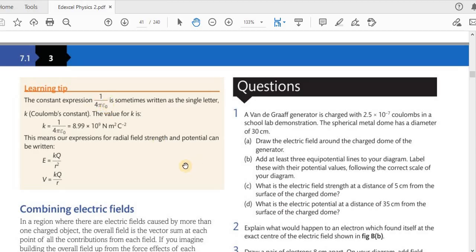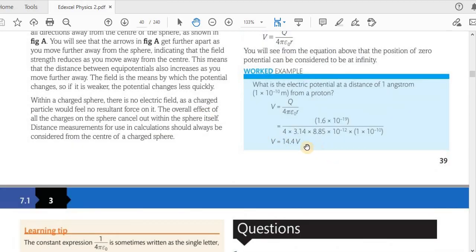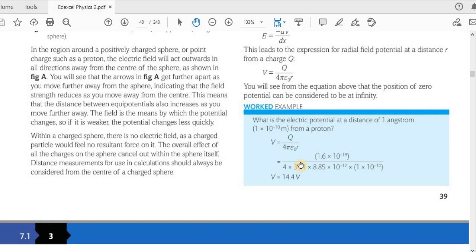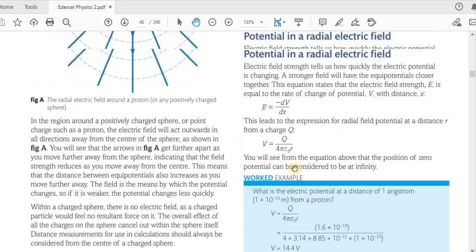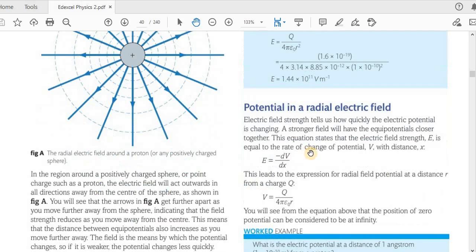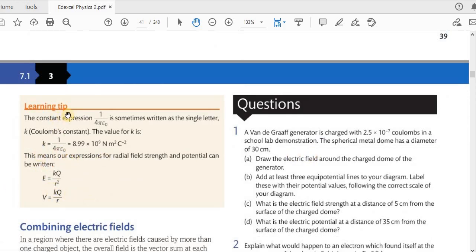Here you see 1 over 4 pi epsilon naught. We can rewrite that with another constant. We can call it k. So k is equal to 1 over 4 pi epsilon naught. We can then rewrite this as kq over r, and this will be kq over r squared. That's what we have here. The constant expression 1 over 4 pi epsilon naught is sometimes written as the single letter k, which is Coulomb's constant. The value for k is 1 over 4 pi epsilon naught. If you substitute that value and do this calculation, k will be equal to this, and then you will have this unit.